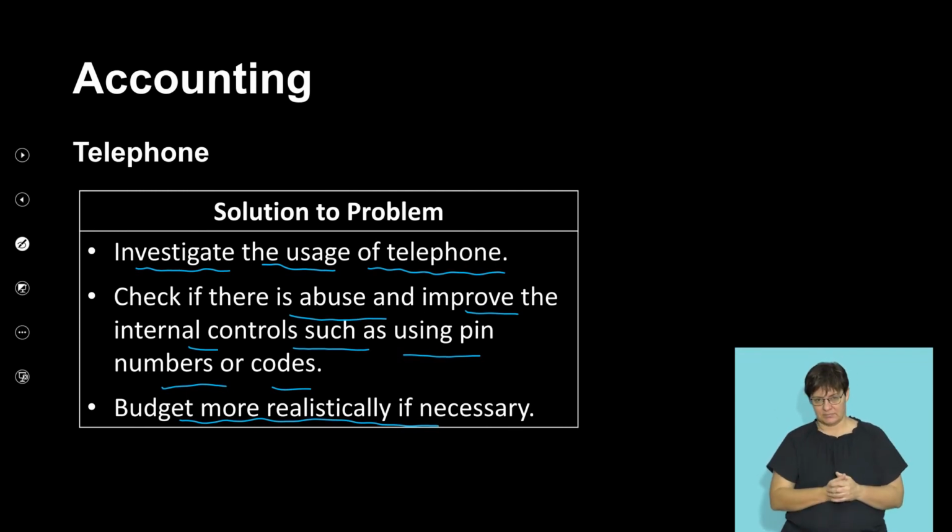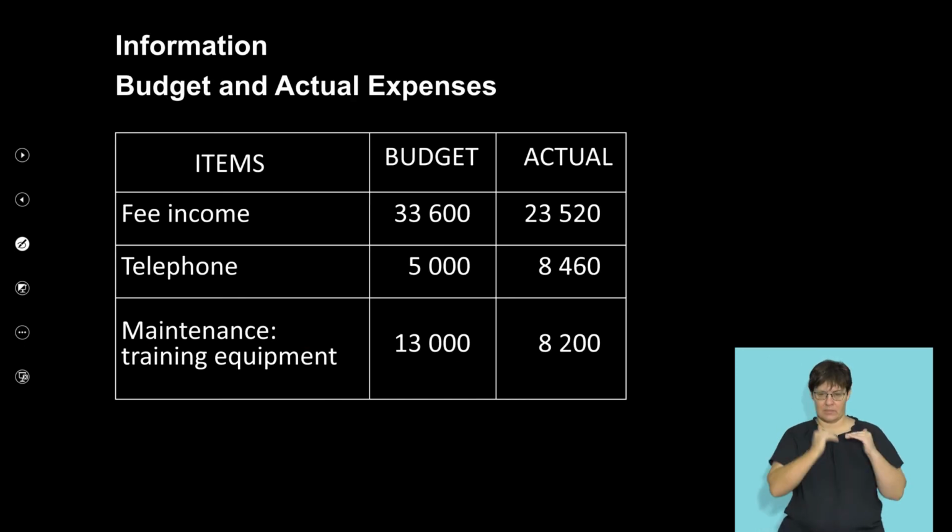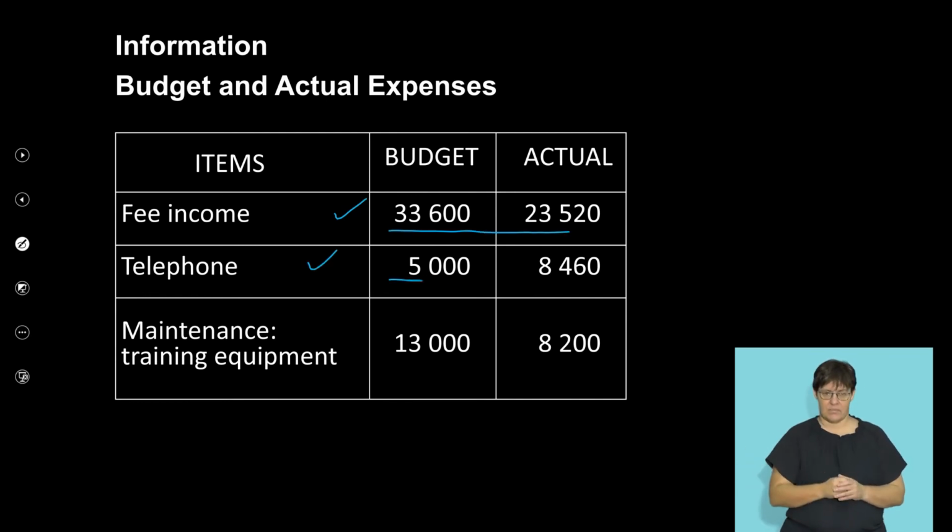Okay, so there we're done with the telephone. Let's look at the next one. So we sorted out the fee income. We sorted out the telephone. We now move on to maintenance of training equipment.